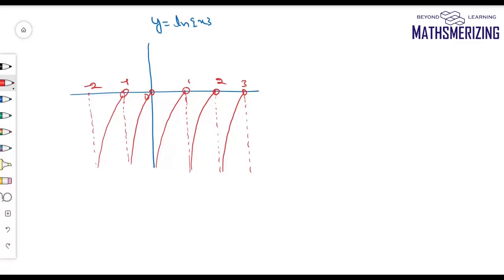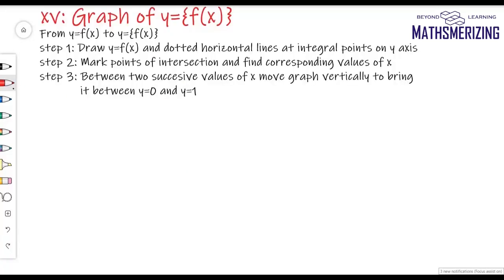So that is the graph of ln of fractional part of x. Now we'll come to our 15th transformation, and that is the graph of fractional part of y equals f(x). From the graph of y equals f(x), I have to draw the graph of y equals fractional part of f(x). So I'll take up an example. Say for example, I have to draw the graph of y equals fractional part of x square when x lies between 0 and 2.